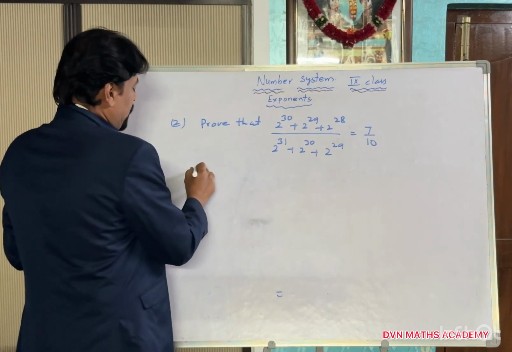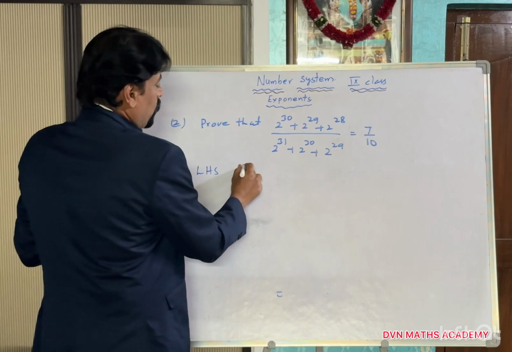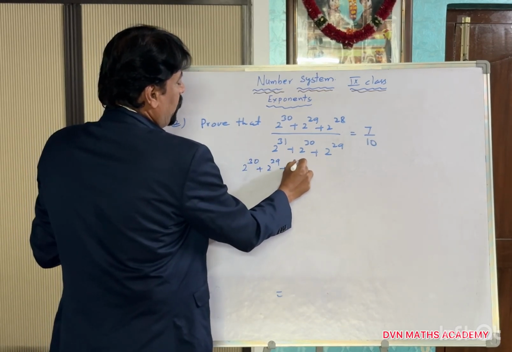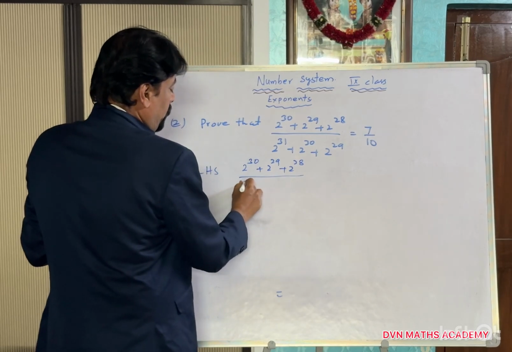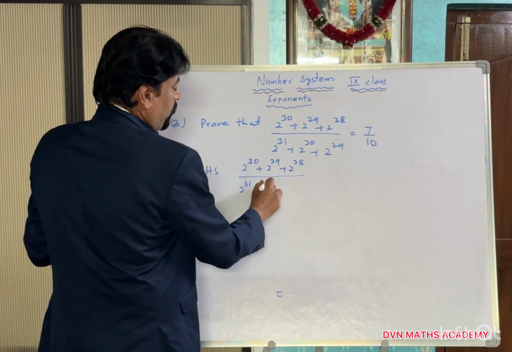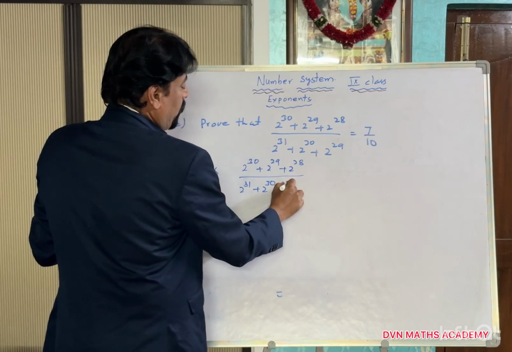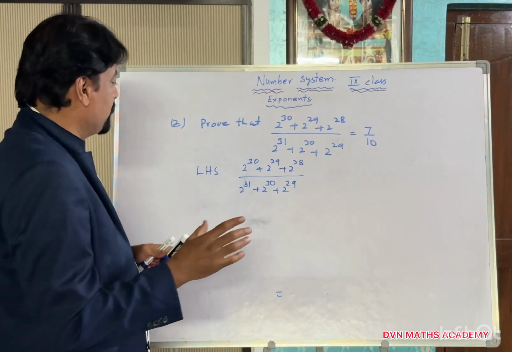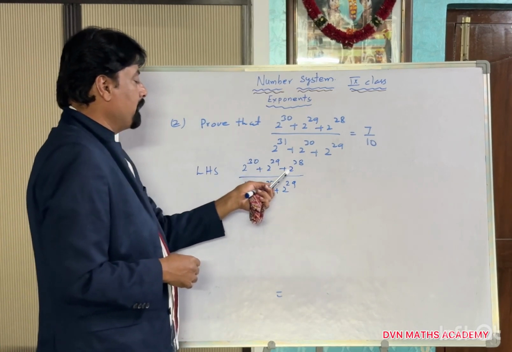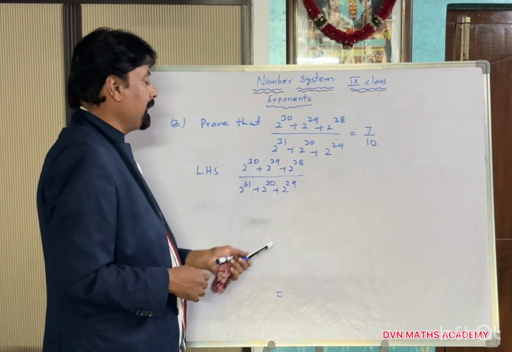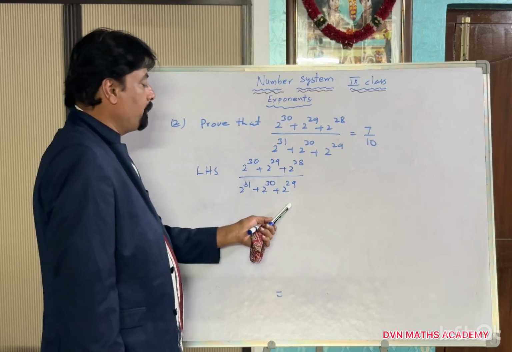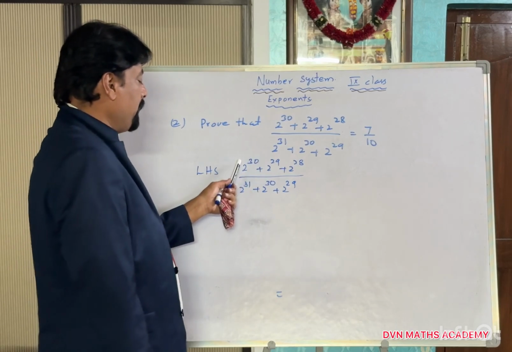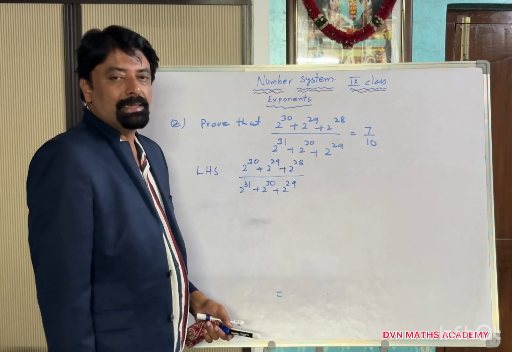So according to the given question, LHS is 2 to the power of 30 plus 2 to the power of 29 plus 2 to the power of 28 by 2 to the power of 31 plus 2 to the power of 30 plus 2 to the power of 29. For these types of pattern questions, you follow one simple technique. In the numerator, which one is the least power? 28 is the least power. In the denominator, which one is the least power? 29 is the least power. So in total, in numerator and denominator, 28 is the least power.